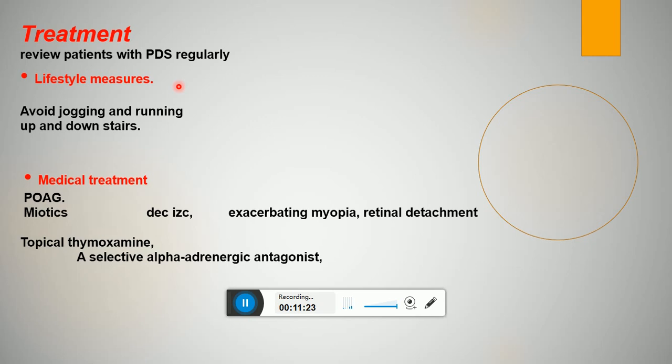Lifestyle measures. Excessive exercise can be associated with increased iris pigment dispersion with acute symptoms in some cases. So if the history confirms this, appropriate advice should be given to alter exercise behavior.